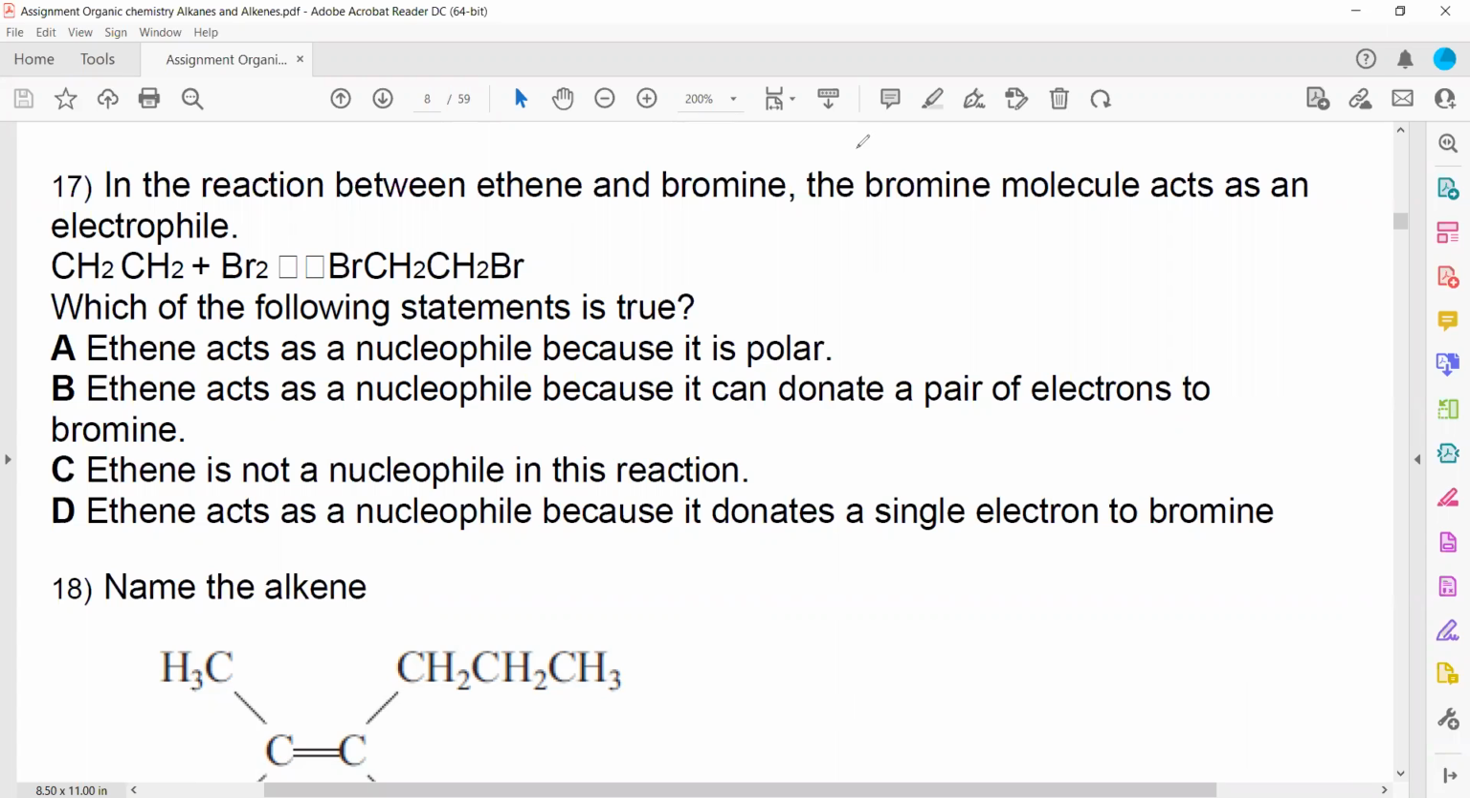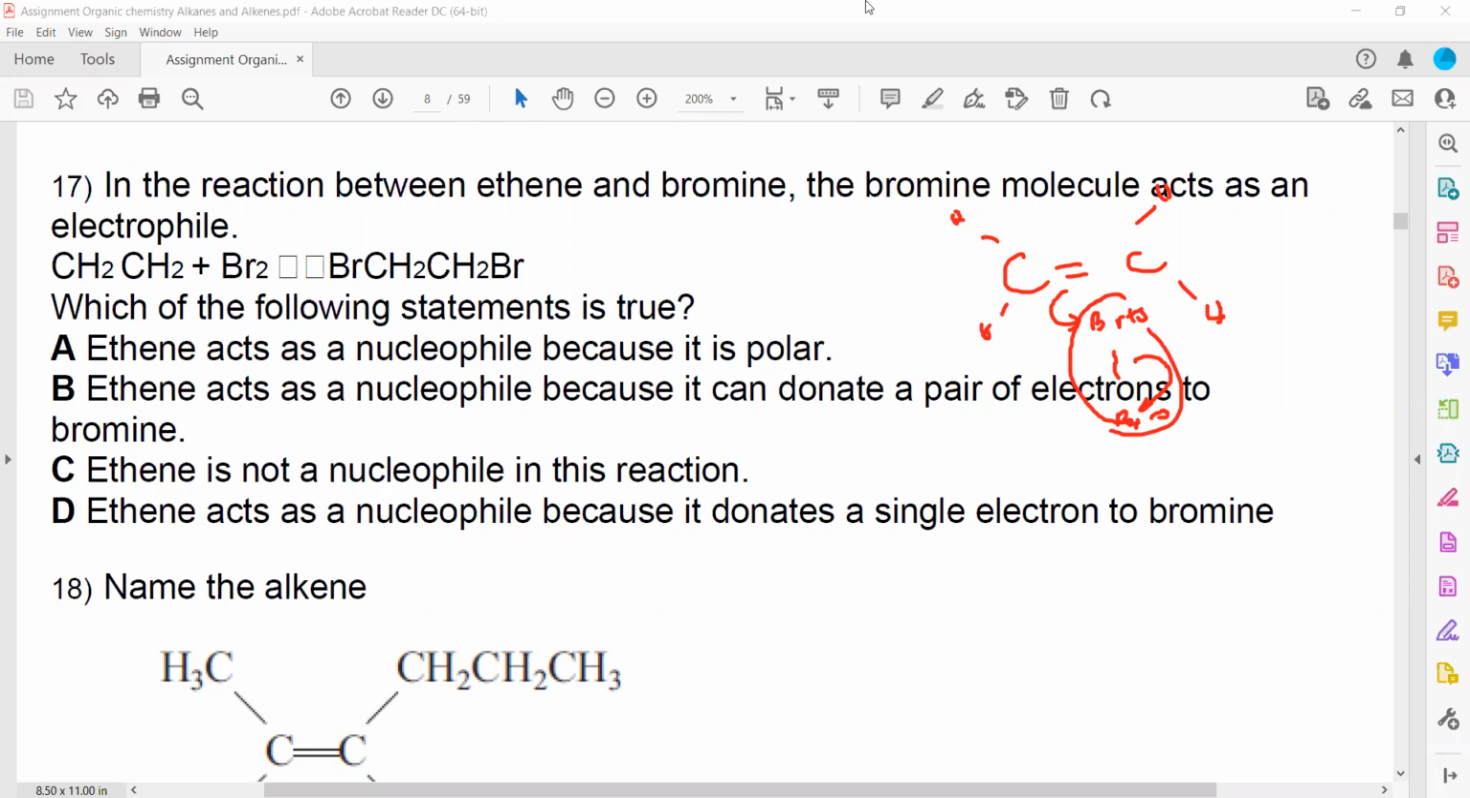So ethene is C double bonded with C, with H, H, H and H. Then in the bromine molecule, there will be partial positive and partial negative. So the partial positive bromine is attracted towards the carbon-carbon double bond, and the other bromine will take the electron back. So the bromine molecule is attracted towards the electron rich side. So this bromine molecule is the electrophile.